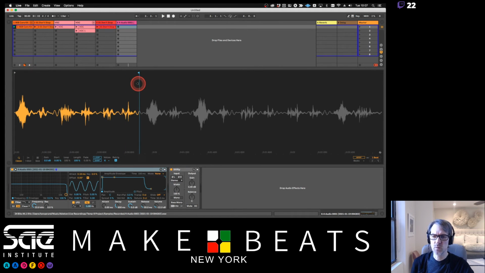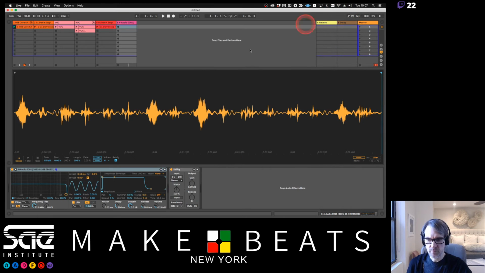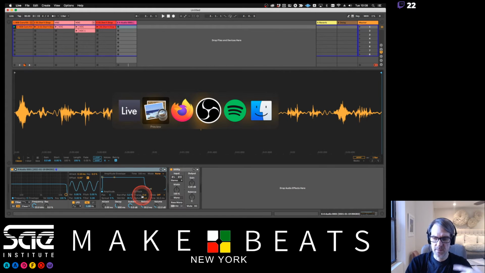So the end point is where the sample ends, and the start point is where the sample begins. Then you've got your root note. The root note is the note that plays the sample at its original recording. Now in here, this one doesn't exactly have a root note. What it does is it uses tuning to change it. So I'm not going to show you the root note here, but if I'm playing a middle C, if I record my vocal and my root note says middle C, then middle C is the note that's going to play the sample back at its original pitch.